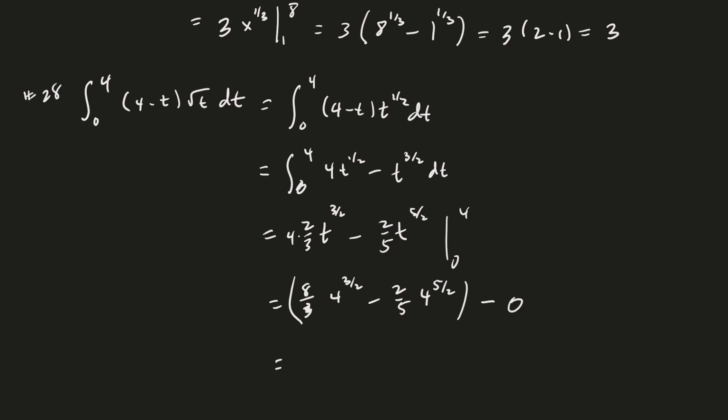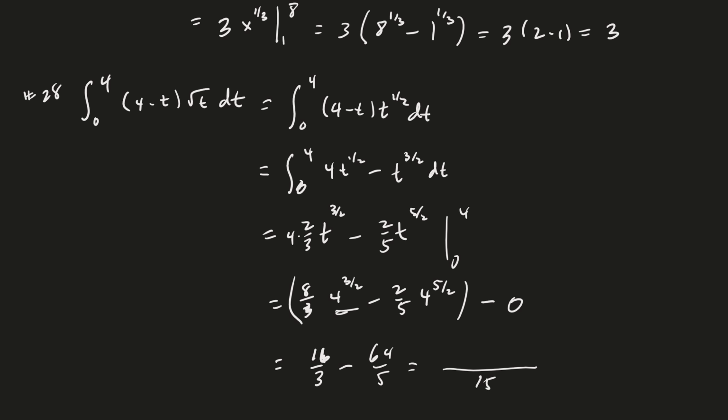Good, so this is the square root of 4 cubed, right? That's the square root of 4 cubed, which is 2 cubed, which is 8. So that's 16/3 minus the square root of 4, which is 2 to the 5th power. And 2 to the 5th is 32 times 2. Give us a 64 over 5. Okay, and then I suppose we could put this over a common fraction, or we could just maybe put this in our calculator. Well, that's okay.